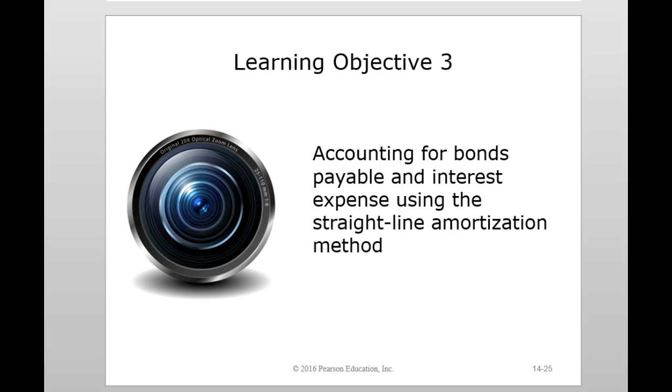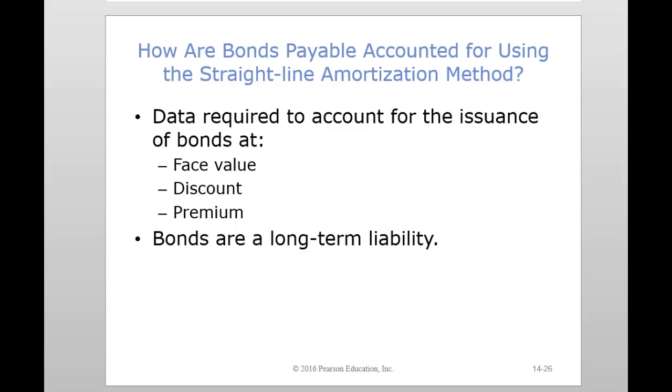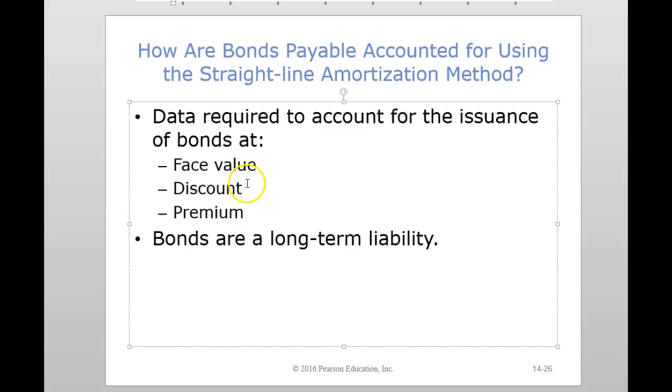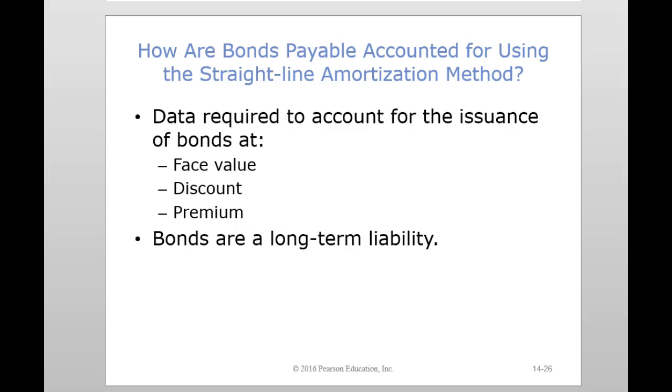So how do you account for this? Accounting for bonds payable and the interest expense. Now this is interesting. There are several things you have to look at. The first one, you have to look at the data. You have to know if it's a face amount that you're dealing with, a discount amount, or a premium amount. And you have to remember bonds are long term. So let's look at the first one they give us.